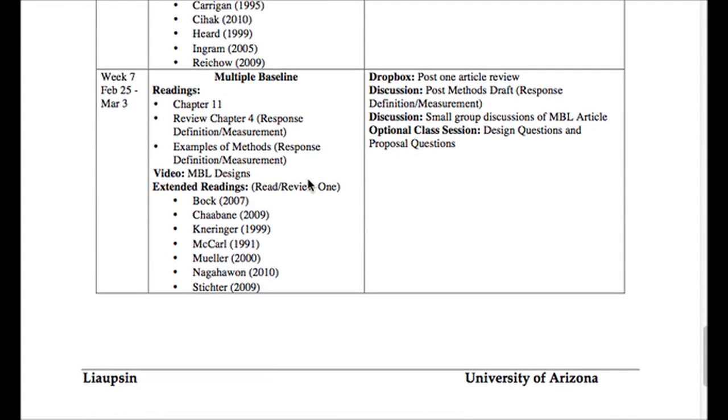The seventh week, we'll take a look at multiple baseline designs and follow the same format. We'll read the chapter on multiple baseline designs. We'll choose one article that uses a multiple baseline design, and then we will post an article review, go to the discussion section, and post a small group discussion about one of the articles that you chose to read.